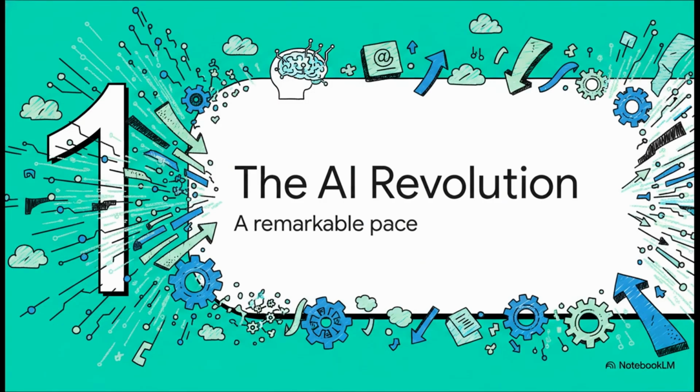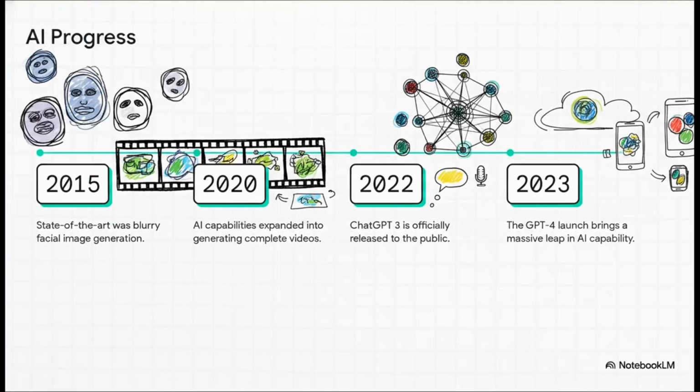Section 1, the AI revolution. Before we get into the microscopic math, we really need to take a second to appreciate the jaw-dropping pace of artificial intelligence today. I mean, it is so easy to become desensitized to it all, but just consider where we were a mere decade ago. In 2015, the absolute state-of-the-art AI was generating these blurry, distorted facial images. Fast forward to 2020, and we leaped into generating full videos. Then late 2022 and 2023 hit us with ChatGPT and GPT-4, massive, world-changing leaps in capability that totally pushed the boundaries of what computers could do with natural language.